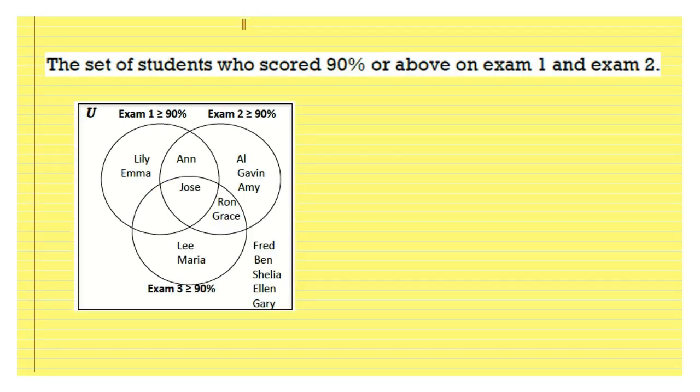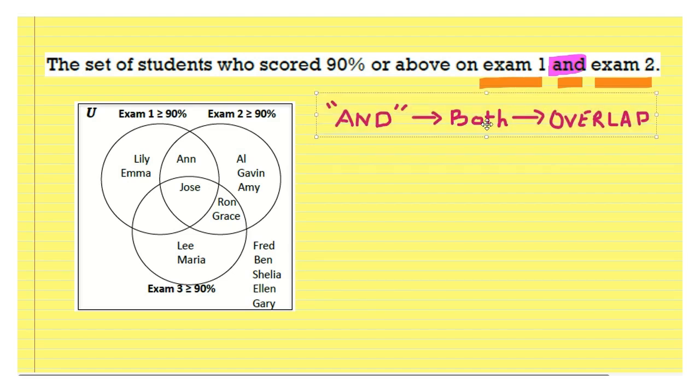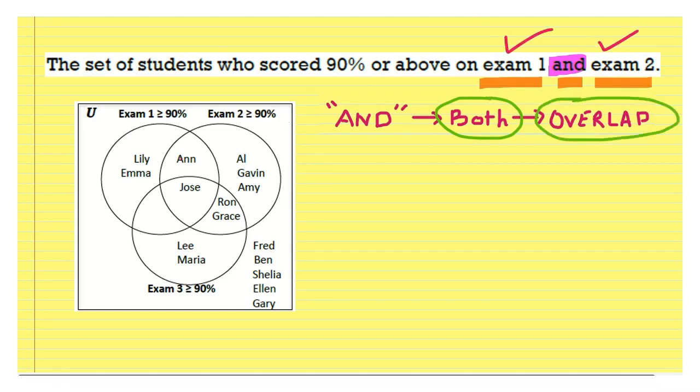This statement says the set of students who scored 90% or above on exam one and exam two. What is significant about this is the word and. We need to understand what the word and means in this context. So the word and is associated with the word both and also overlap. So let's go and look at exam one and exam two.